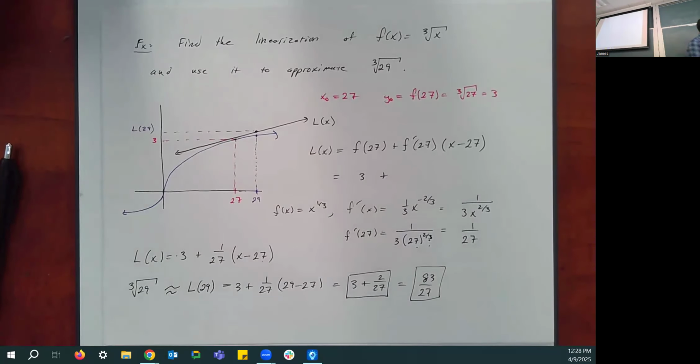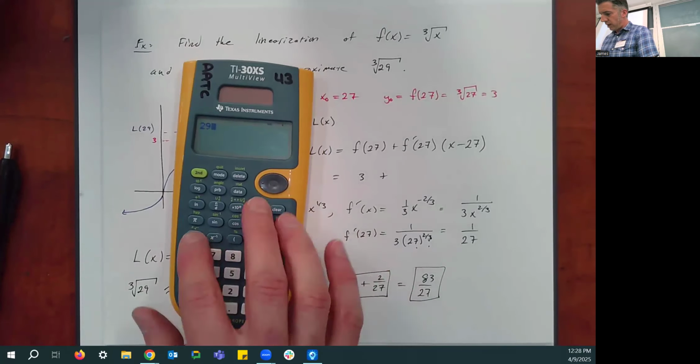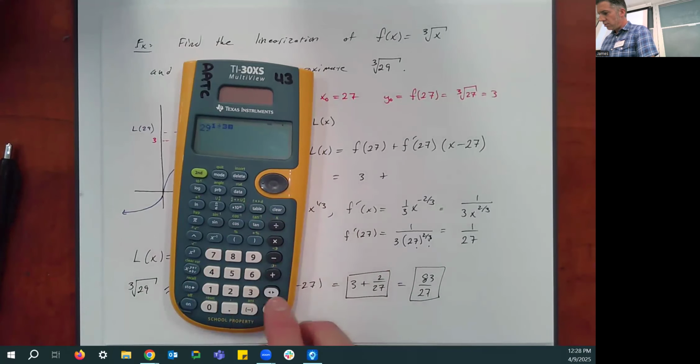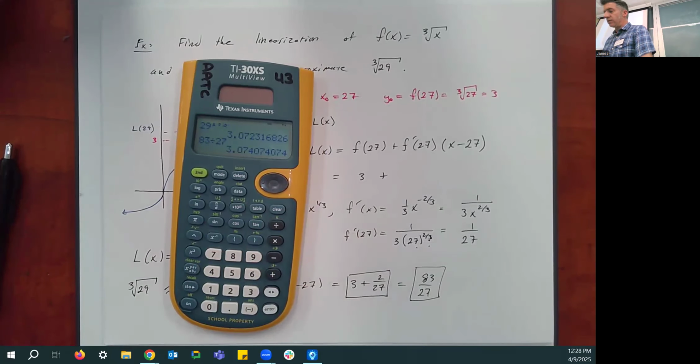Just to satisfy our curiosity, my curiosity really, how good an estimate is this? Well, if we actually take the cube root of 29, 29 to the 1/3 power is going to be about 3.07. Whereas if we look at 83 divided by 27, we get 3.074. So, pretty close. 3.072 versus 3.074. Our answer was a good estimate of the actual cube root of 29.